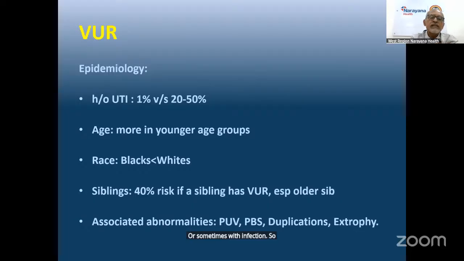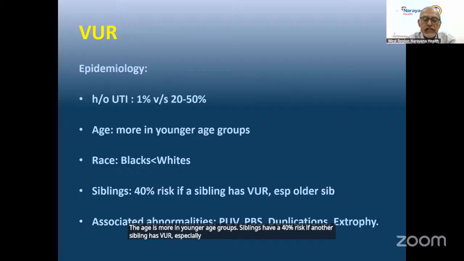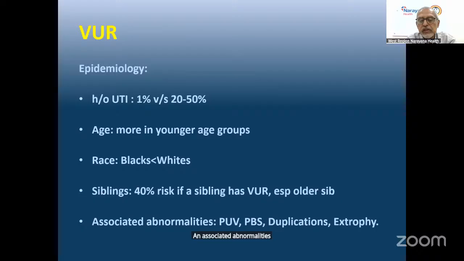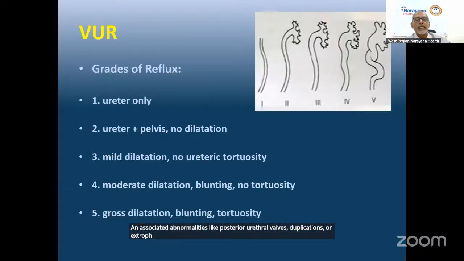So what is the incidence of a reflux? When there is a history of a febrile urinary tract infection, the incidence of reflux becomes about 20 to 50% in these children. The age is more in younger age groups. Siblings have a 40% risk if another sibling has VUR, especially if an older sibling has VUR. And associated abnormalities like posterior urethral valves, duplications, or extrophy should be ruled out.